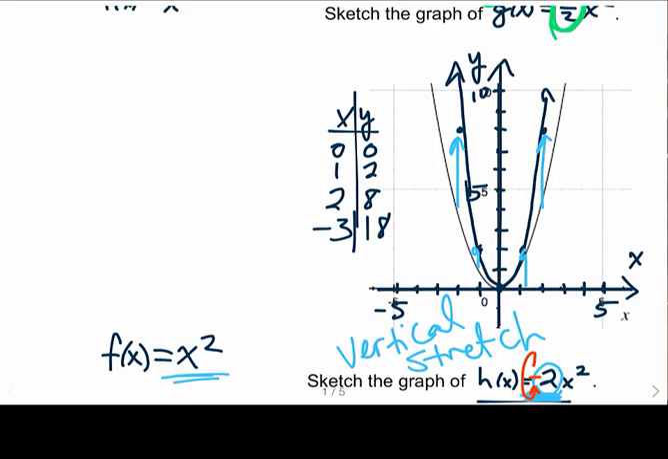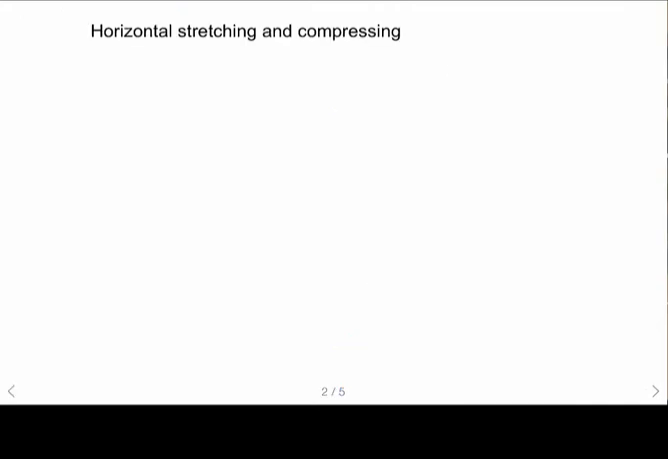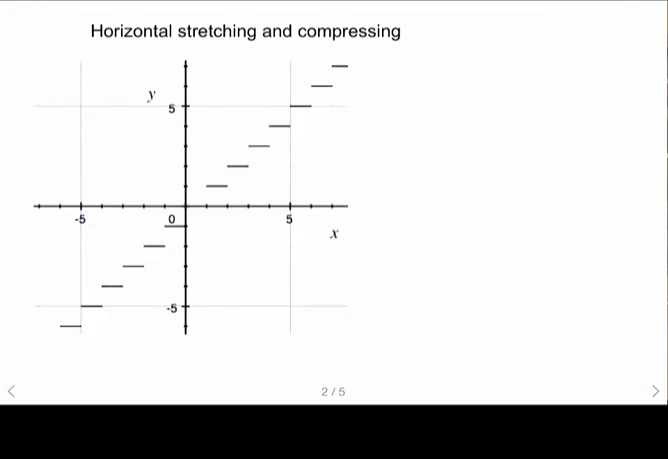And this kind of stretching and compressing is what's going to happen each time we have a coefficient out in front of the argument. Now we're going to turn our attention to another kind of stretching, horizontal stretching and compressing. And for this, we're going to use the greatest integer function. Let's get the closed dots and open circles as they should be at the ends of each step. And then, of course, the expression, f of x equals the greatest integer of x.